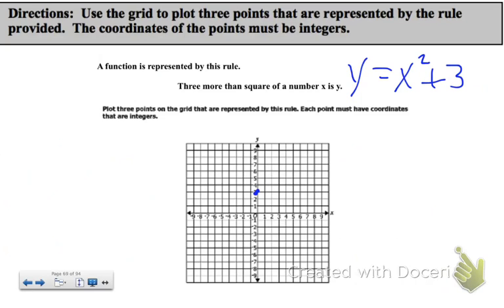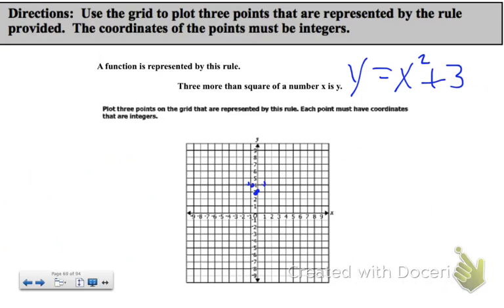And then what you can do is just plug in x values to get a couple more points to plot. I could plug in 1. 1 squared is 1, plus 3 is 4. So at (1, 4) I can put a point. Same thing, negative 1 squared is 1, plus 3 is 4. So I could put another point right there.